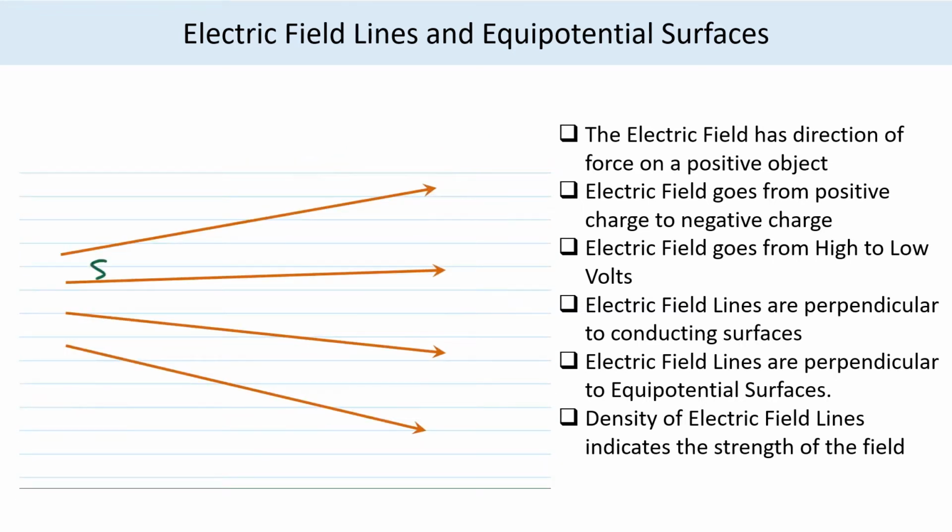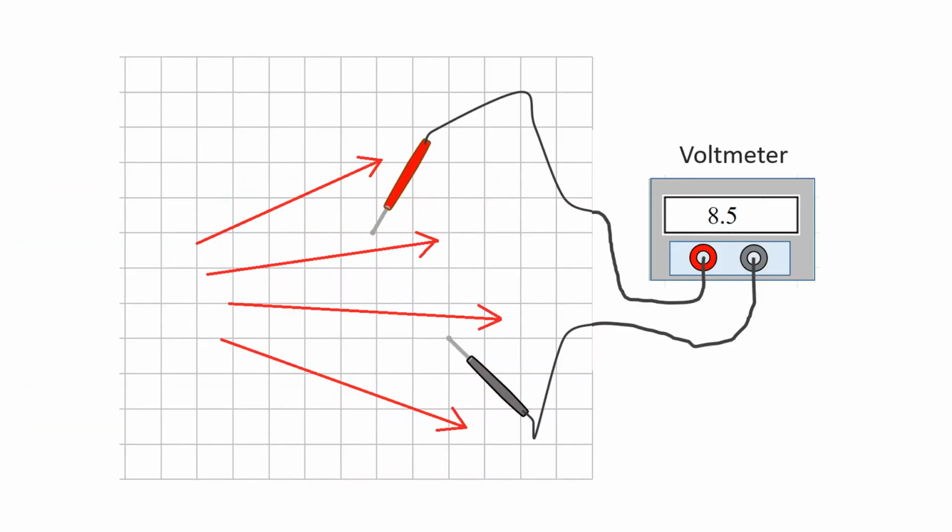Also, the density of electric field lines indicates the strength. Where the lines are close, it indicates a strong field. Where they're more spread out, a weaker field. So in order to discover electric field lines, we can actually use a voltmeter to first discover the equipotential surfaces.